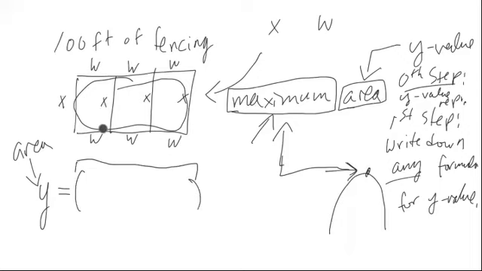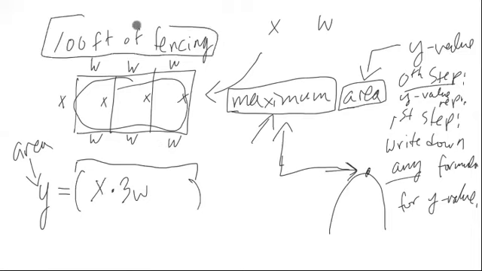Let's see, to find the area of this whole thing, well, we know this side length is 3w. We know this side length is x. So x times 3w should give you the total area in here. So we could say the area is x times 3w. Now we've got to figure out how to write this in terms of just x. Right now we have an x and a w. Well, that's where maybe this other piece of information might come in handy. We have 100 feet of fencing. Let's see how that could work.